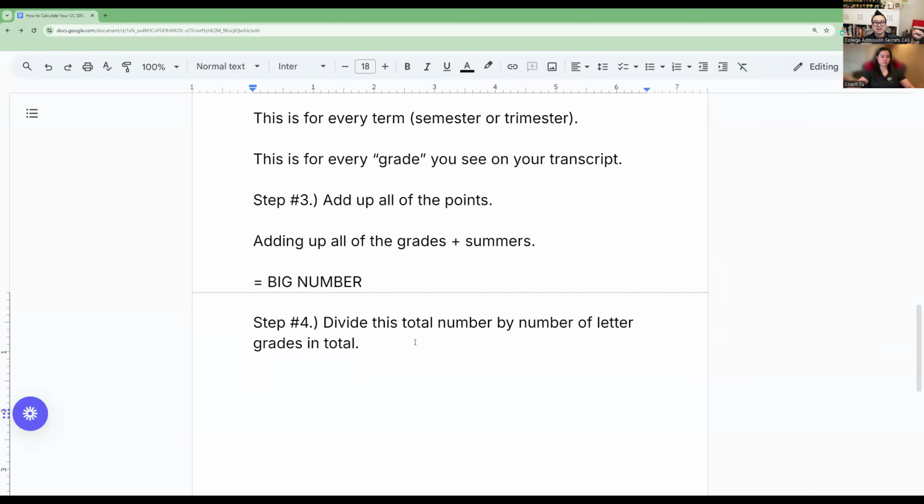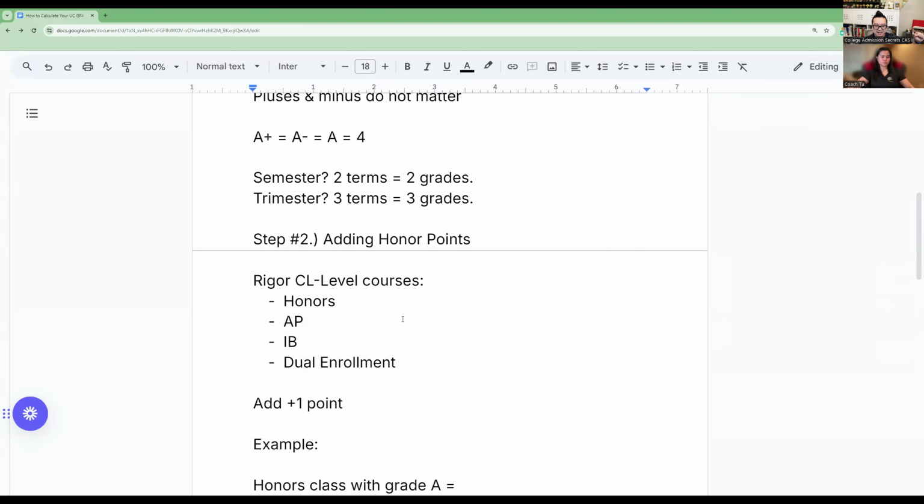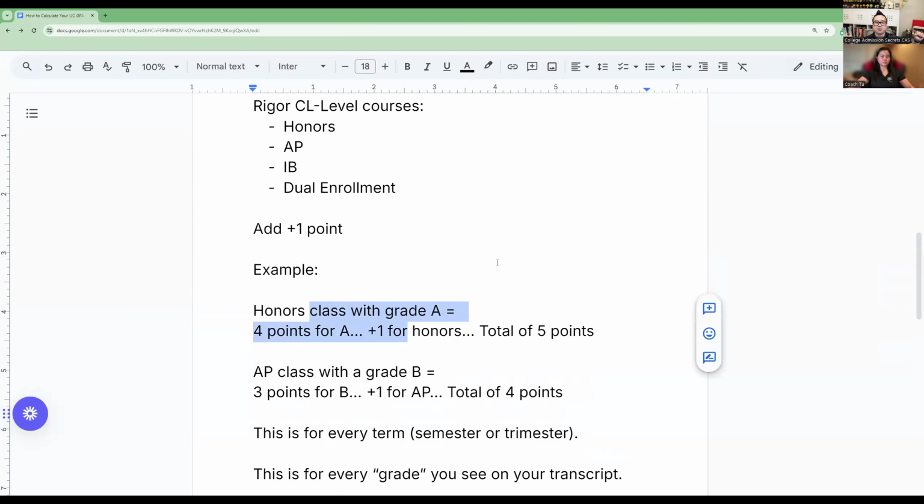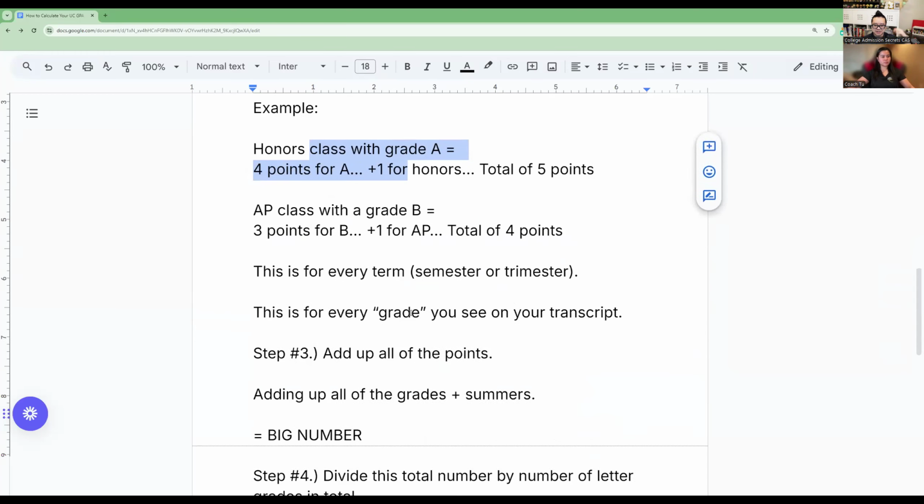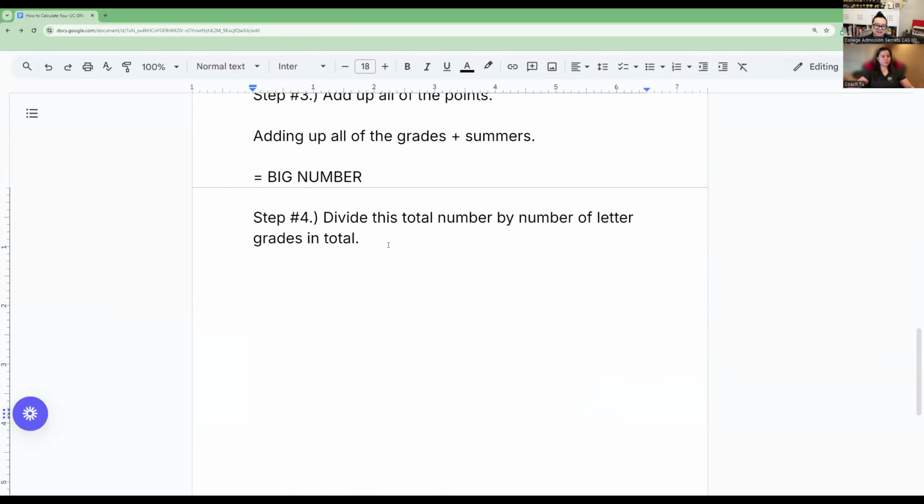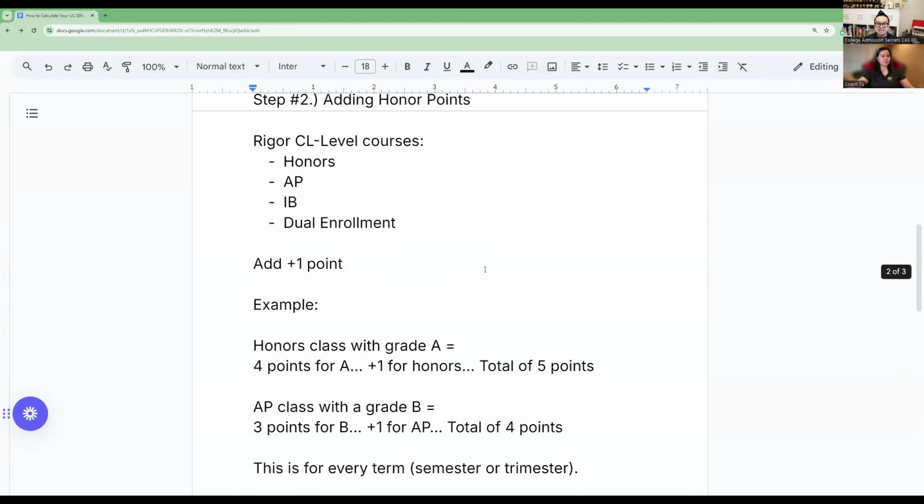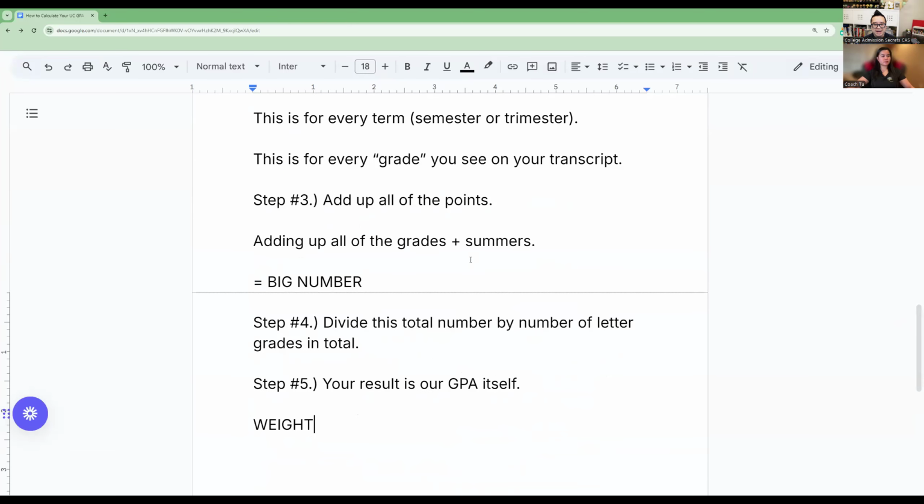So going back here, this honors level class where you got an A, you took it for 2 semesters, that's 2. You took this AP class for 2 semesters, it's also 2, right? So that's the number there. And then once you divide it, Coach, I'm assuming that's a GPA? That's correct. Then your result is your GPA itself. Okay, so that's gonna be the big one. Just to chime in a few things. So this is what people call the weighted.